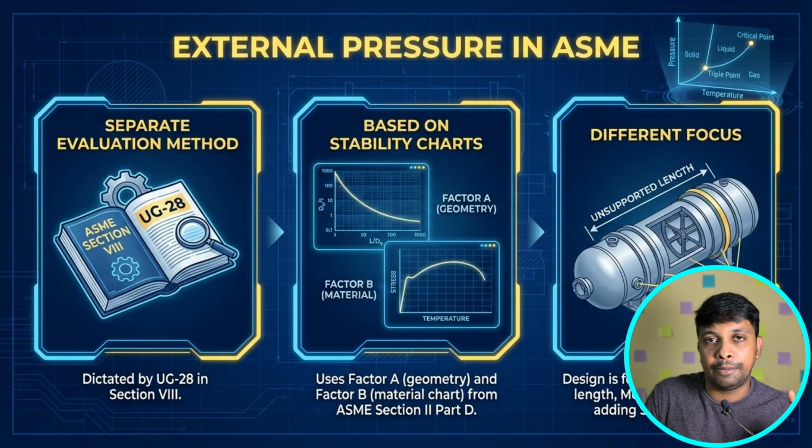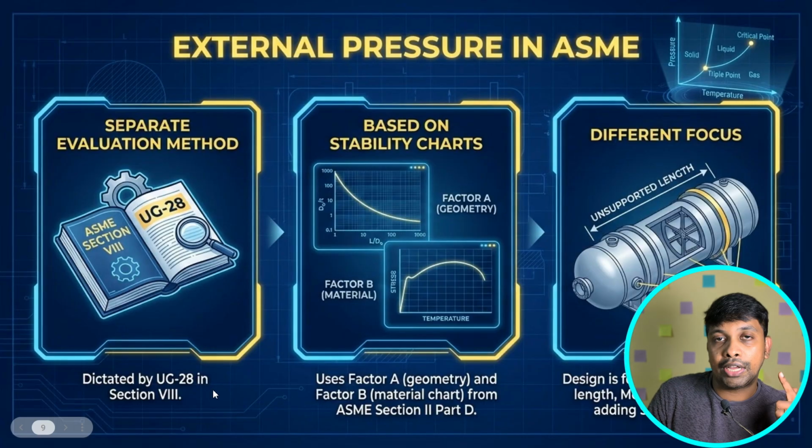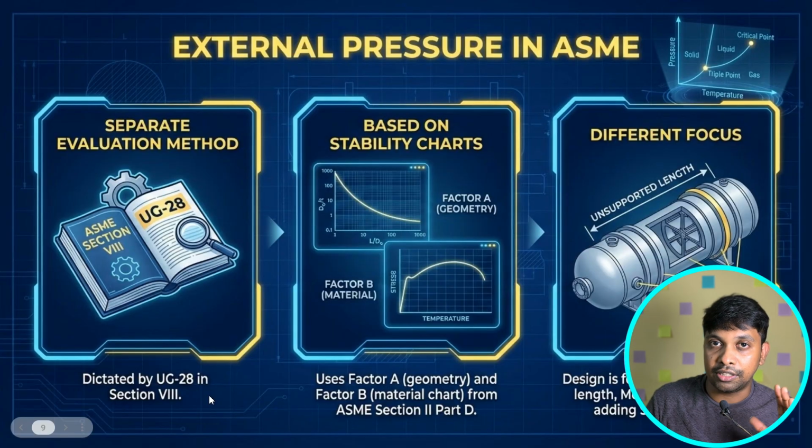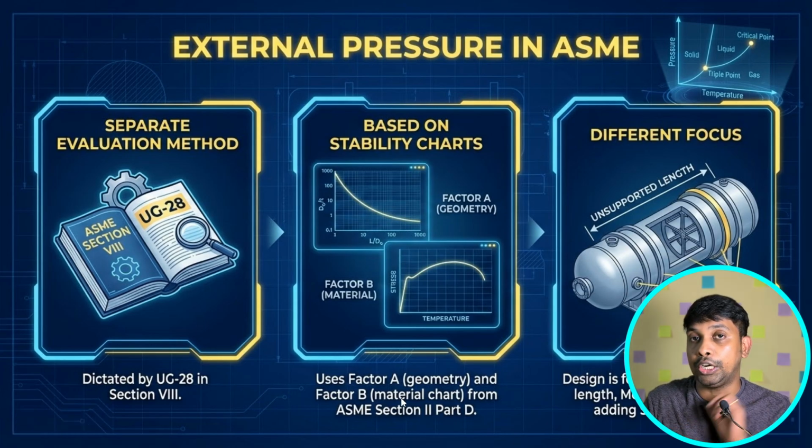External pressure in ASME: how does ASME address external pressure? ASME has given major importance to external pressure. That's why they have provided a separate clause for it. You can see it in ASME Section 8 Division 1, UG-28. In future videos we can look at UG-28 too. And ASME has not stopped there. ASME provides Factor A and Factor B charts, which depend on the geometry and the material, and which we can see in Section 2 Part D.